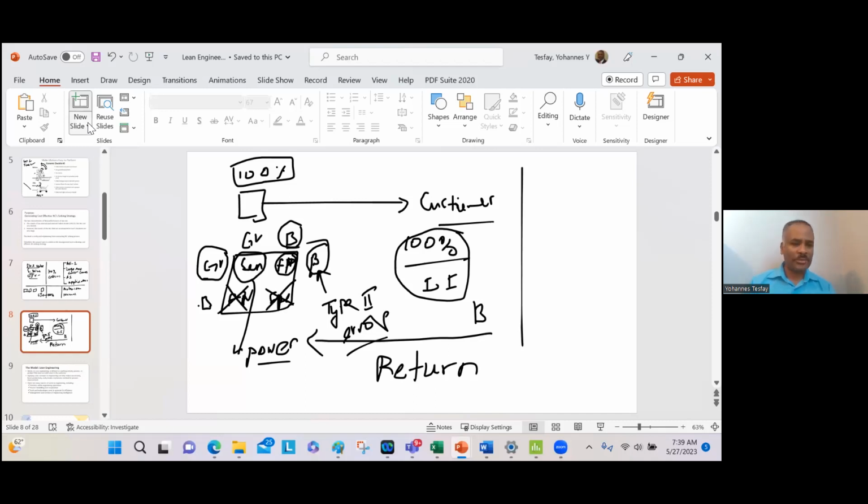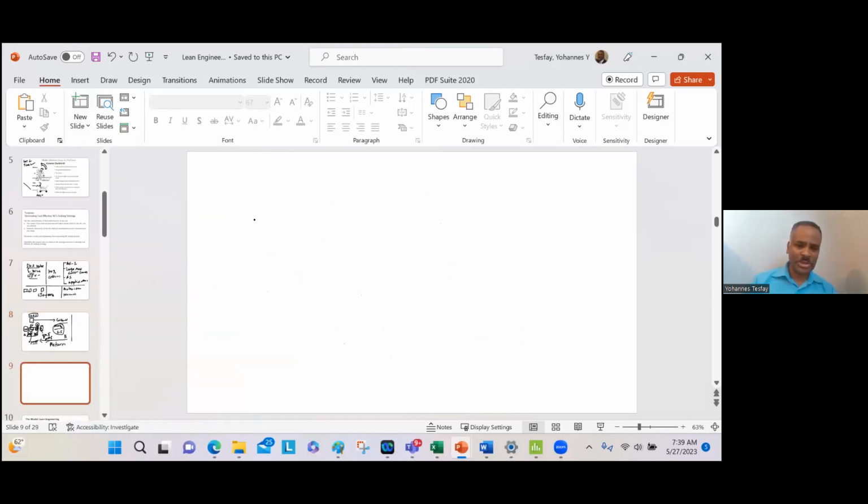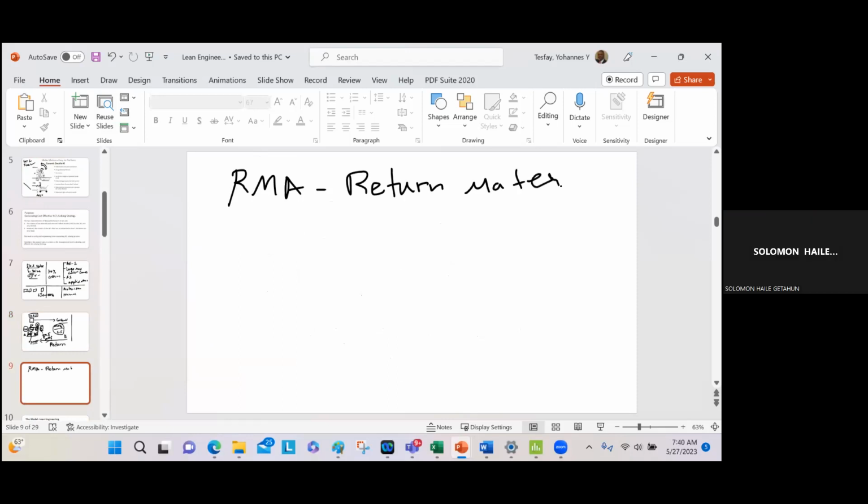So we have that return process. The next step is RMA is going to be conducted. What's RMA? Return Material Authorization.